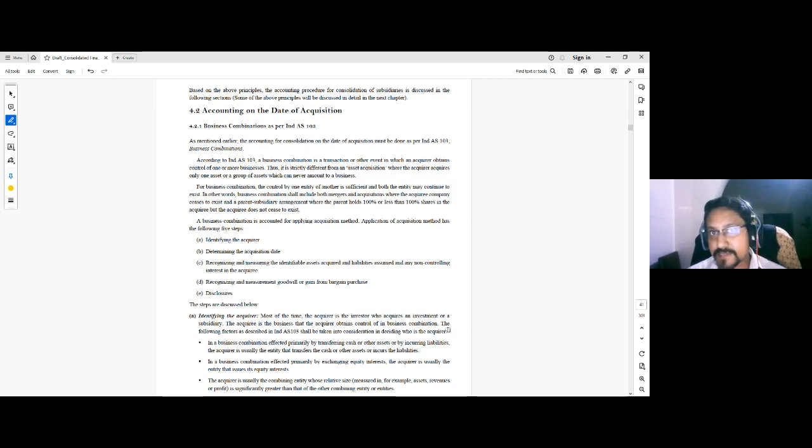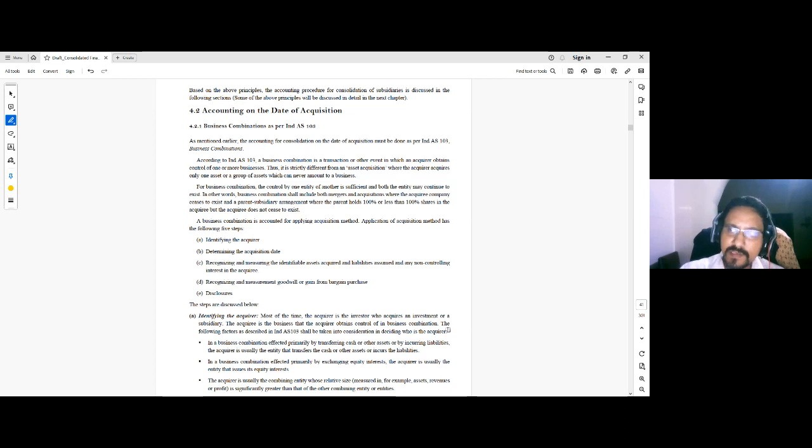For business, and this acquisition of business comes under the purview of business combination. It is called business combination. So for business combination, the control by one entity of another entity is sufficient, and both the entities may continue to exist. That is, B Limited will be an independent company, will continue its business. A Limited from time to time will prepare the consolidated financial statement to show the overall picture of the entire group.